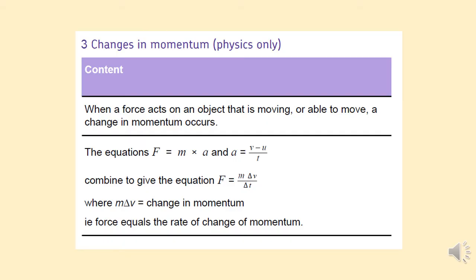So what does the syllabus say? It says that when a force acts on an object that is moving or able to move, a change in momentum occurs. You're told that the equations F equals ma, that's the second law, and a is change of speed over time, you should know that one, combine together to give you another equation, which is the force would be the change of momentum, which is written m delta v, divided by the change of time, which is written delta t. And therefore the force equals the rate of change of momentum.